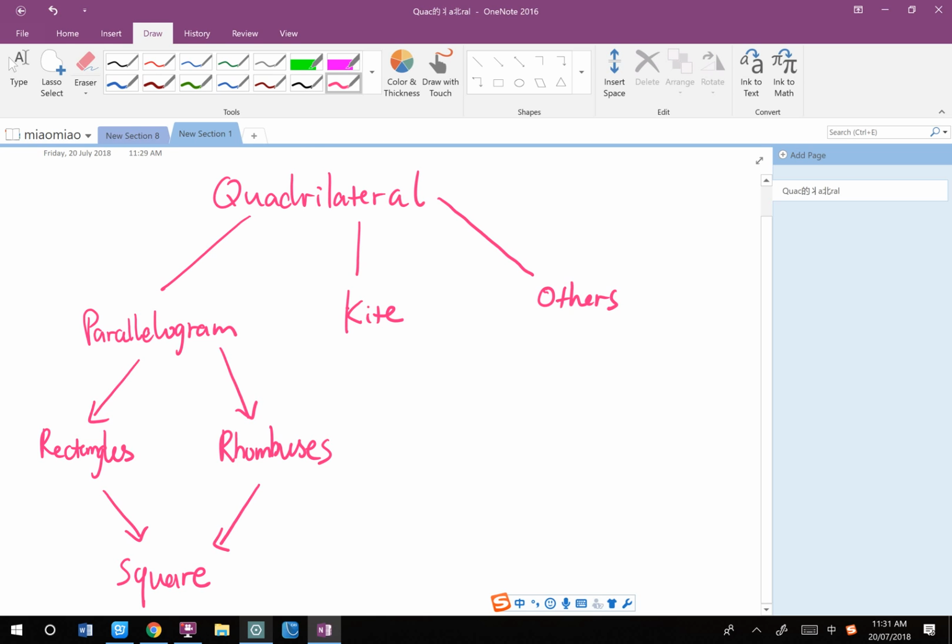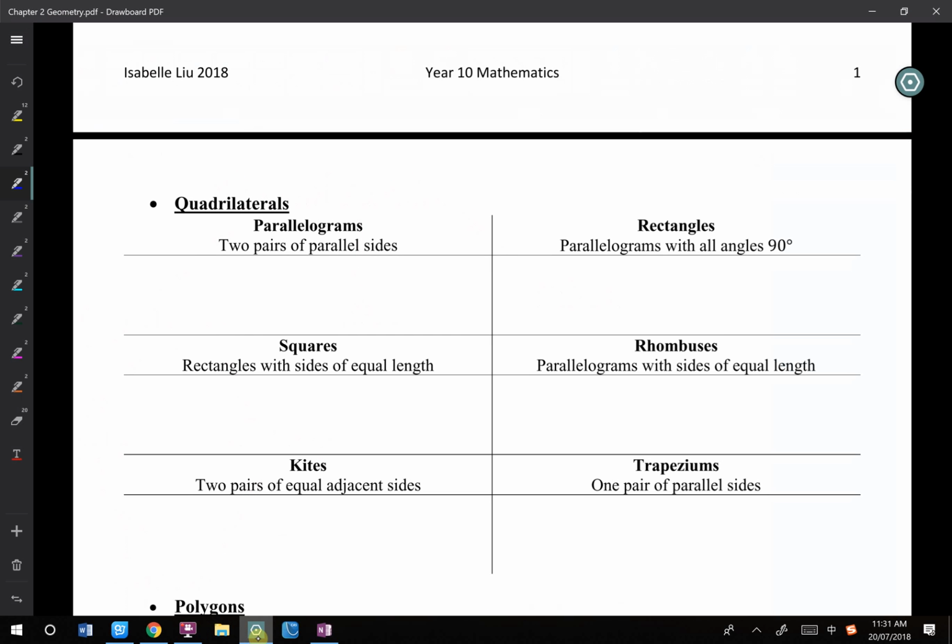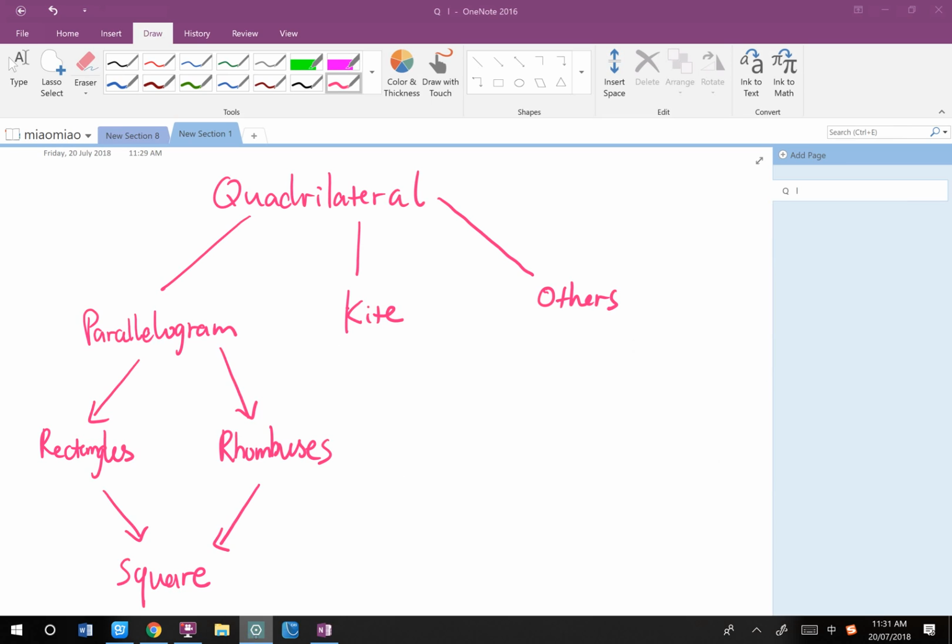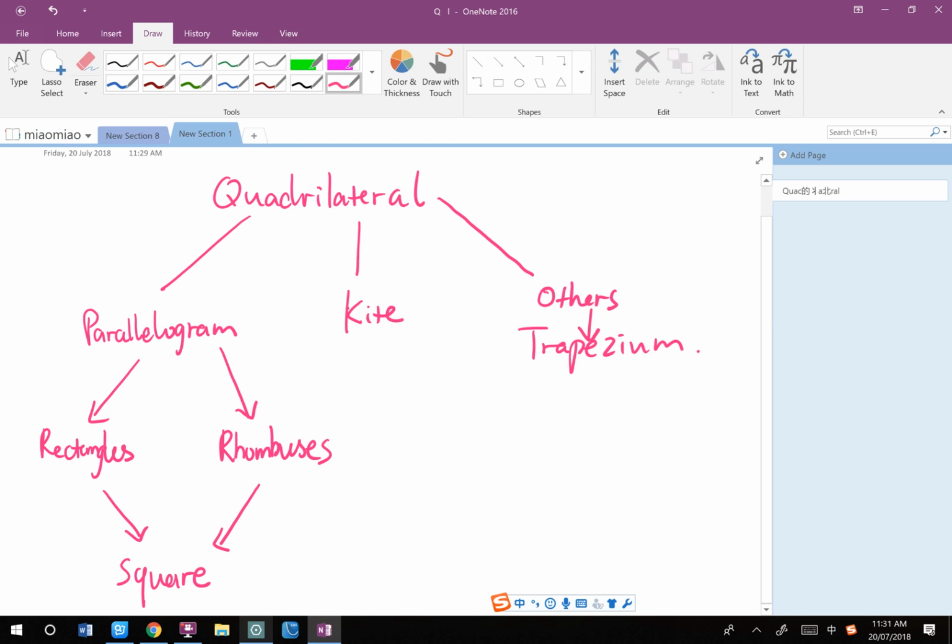Quadrilaterals have some special names. The first special type can be the parallelogram. The second type can be the kite. And the third one can be others, but the one we list here is the trapezium.